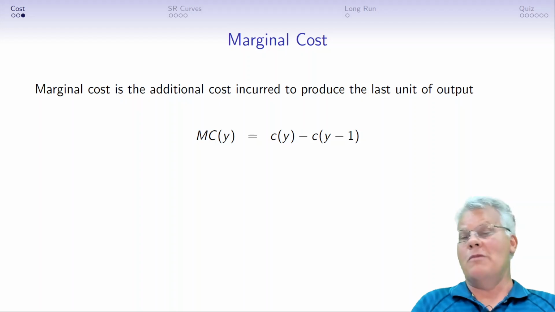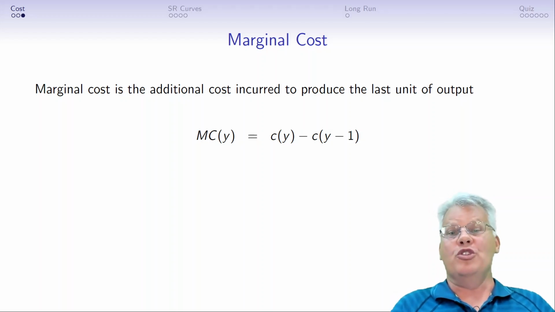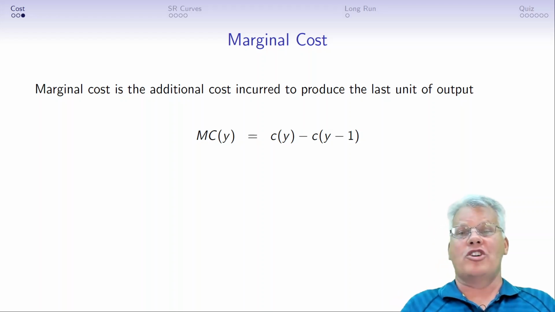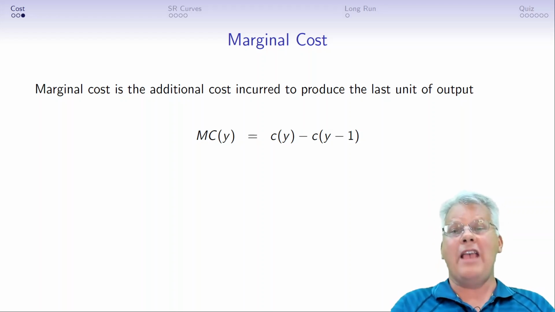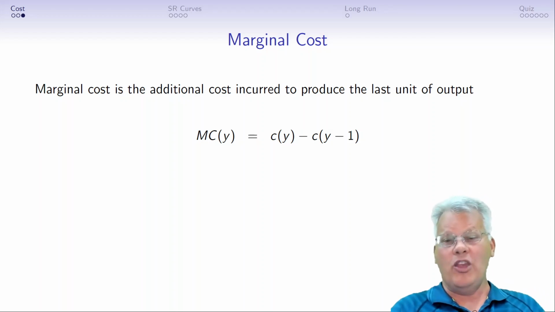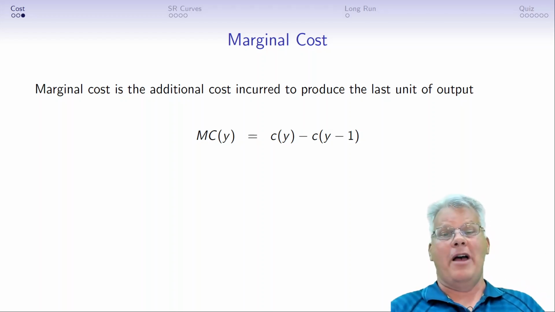Marginal cost, you remember from the prerequisite course, is the additional cost that the firm incurs to produce the last unit of output. What we could say then is that the marginal cost of producing the yth unit of output is the total cost of producing y units of output minus the total cost of producing y minus 1 units of output.